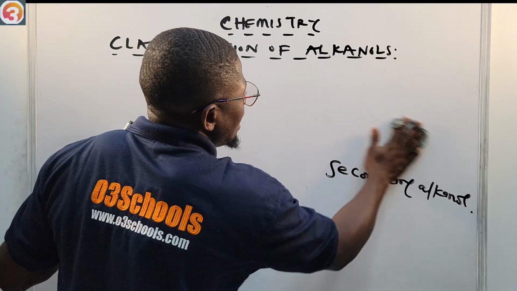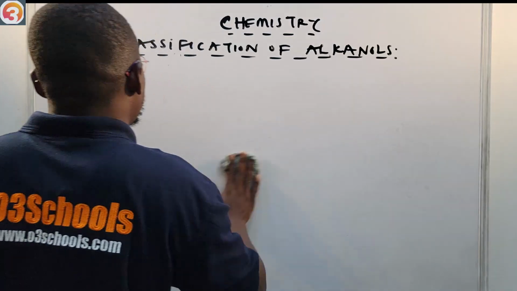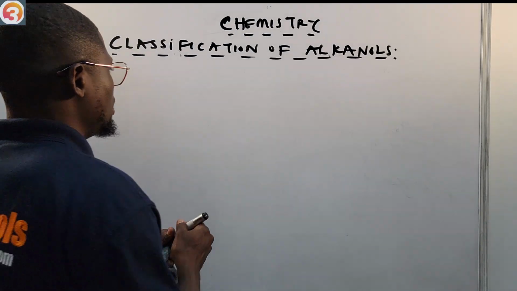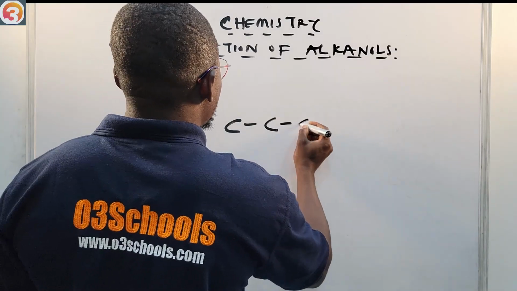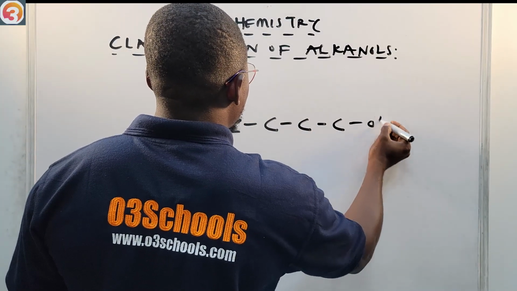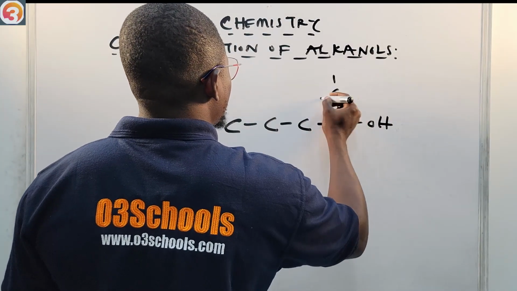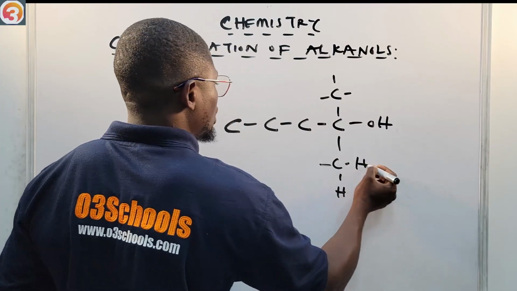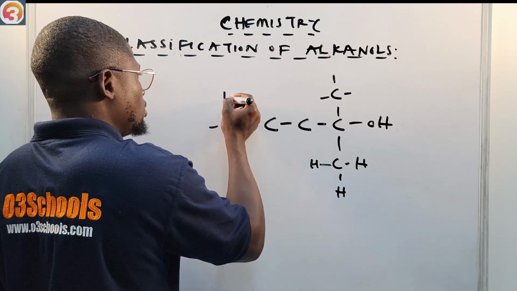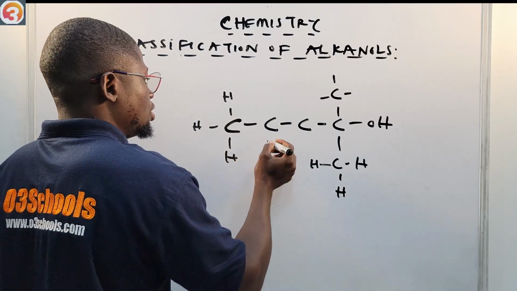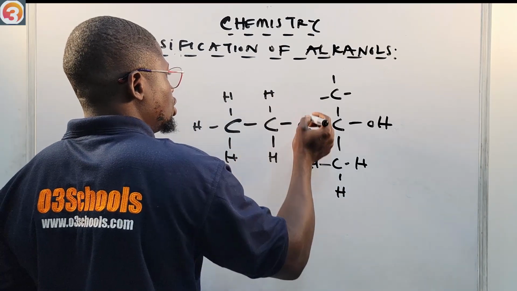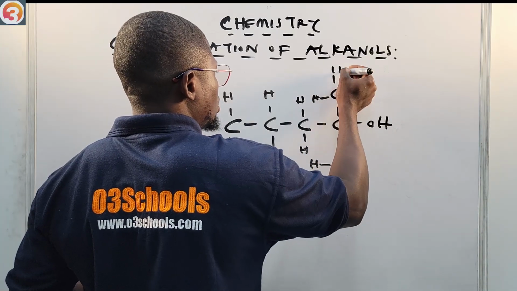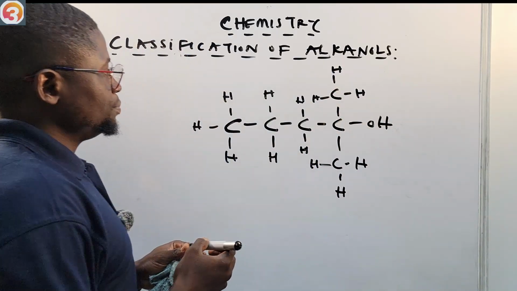Now, let us see another example, the last example before we take questions from the O3 School JAMB CBT practice app. Let us say we have this structure: C, OH here, then here C, then here C, and H. Let's complete the structure.